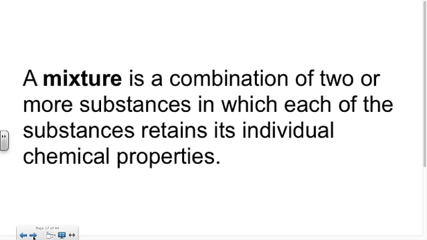A mixture is a combination of two or more substances. Those could be elements or compounds or both, but they're not bonded together chemically, they're just mixed physically. Each substance keeps its individual properties.